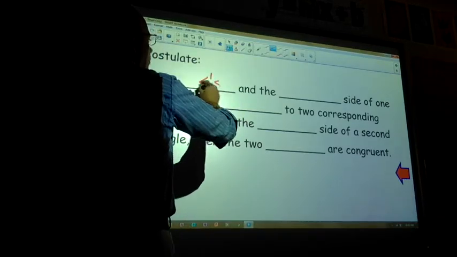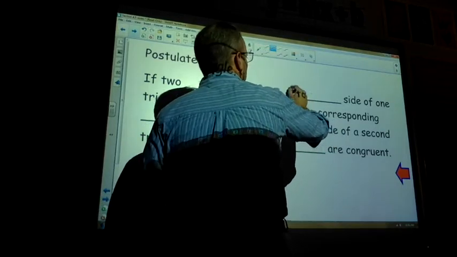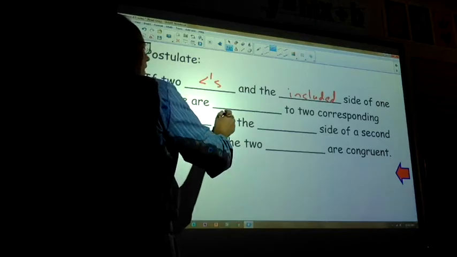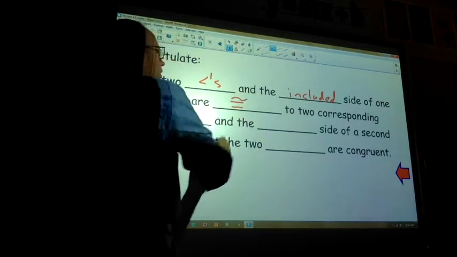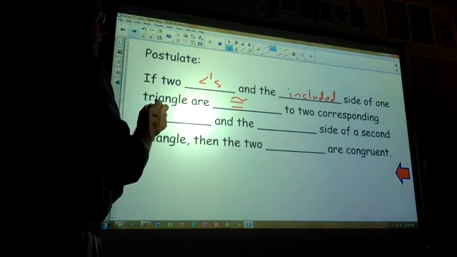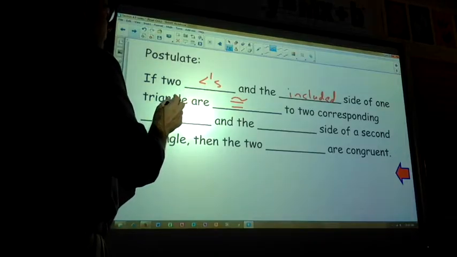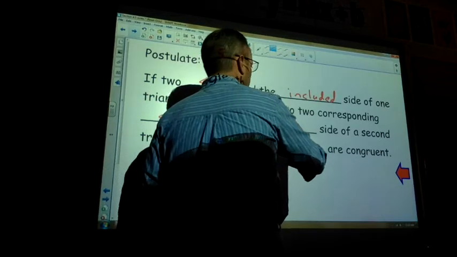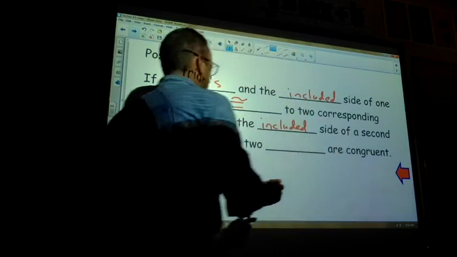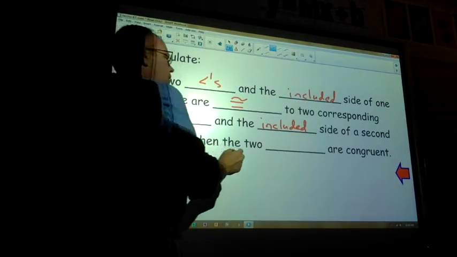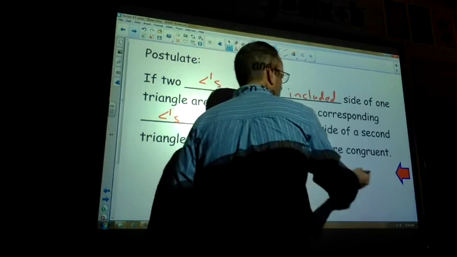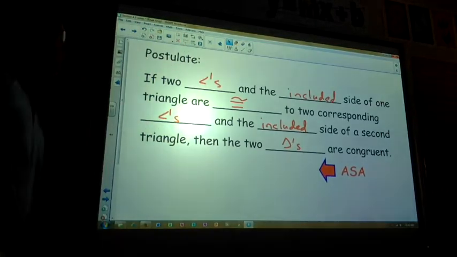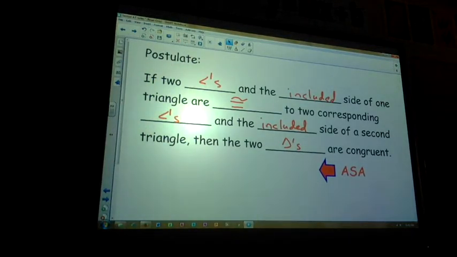If two angles and the included side of one triangle are congruent to two corresponding angles and the included side of a second triangle, then the two triangles are congruent. So what does this mean? Bring that out. Ooh, angle side angle. Works.